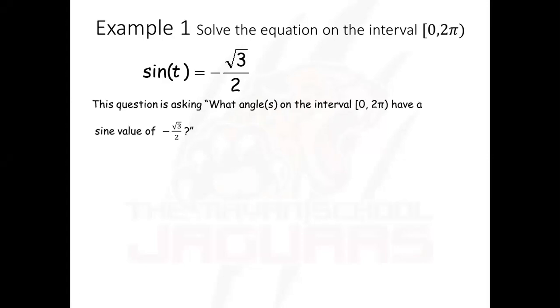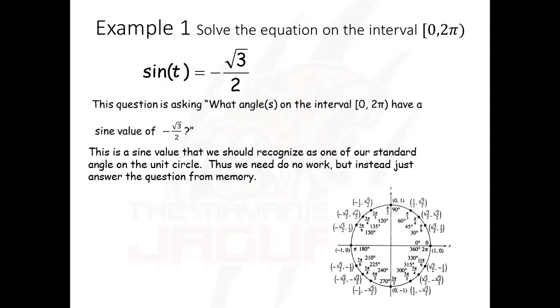Which angle on the interval 0 to 2 pi, or which angles, in case it's more than one, have a sine value of negative square root of 3 over 2? To help us answer this, we can use a unit circle. With each angle, there is associated another pair, and the value of the sine is always associated with the y-coordinate. So what we need to do, if we have a unit circle with us, is to look for those y-coordinates whose value is negative square root of 3 over 2.